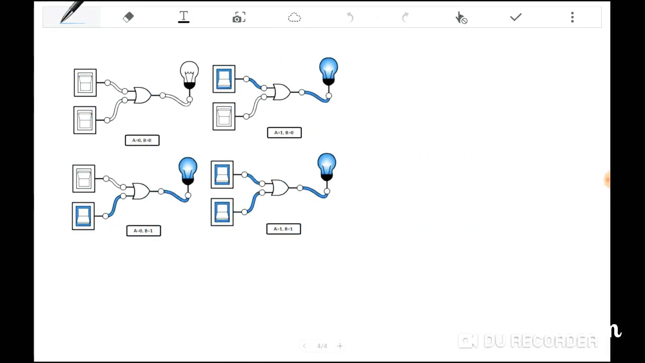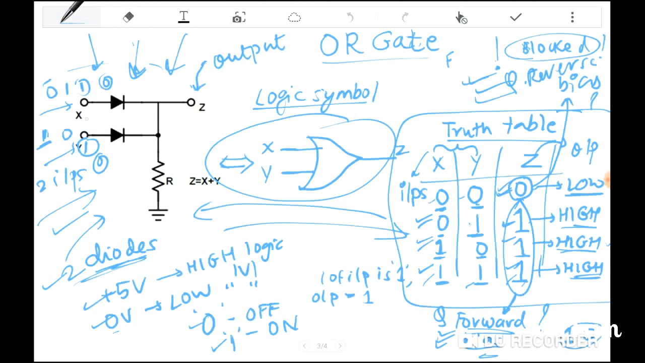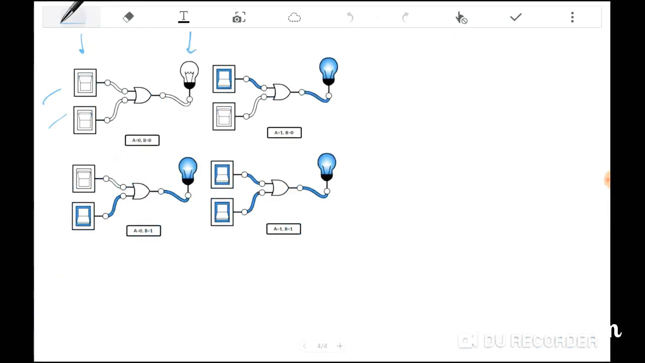This is the live example of what we have studied as an OR gate. As you can see, we have connected a circuit, and that circuit has a bulb and two switches around. These two switches act as the inputs to the OR gate, that is X and Y. And this bulb is the output Z. This is a real life example.